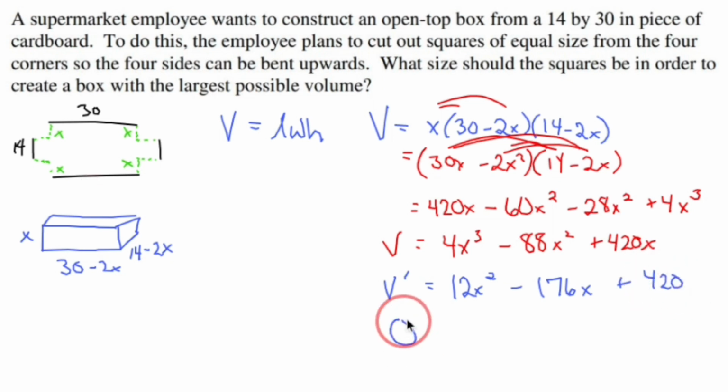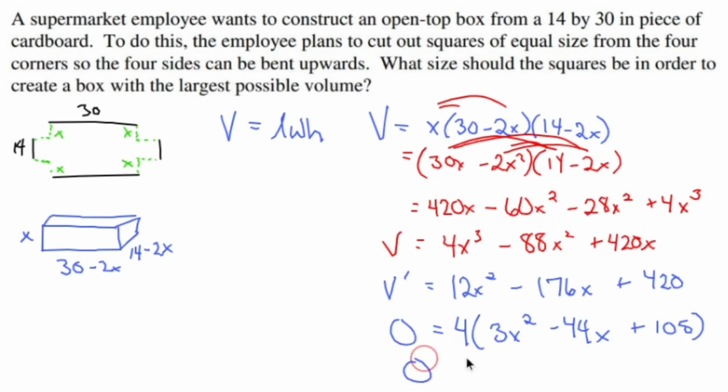Now, in order to do critical points, I have to set it equal to 0, and I'm going to factor the 12 out because I think I can. Oh, I can't factor out a 12. Well, this is frustrating. Let me see. Can I factor out a 6? No, I can't, but I can factor out a 4. If I do that, that leaves me with 3x squared minus 44x plus 105.